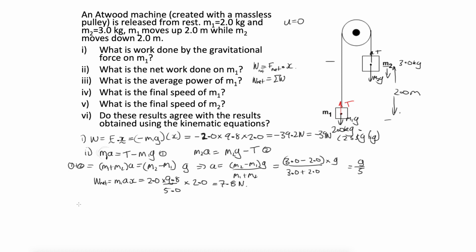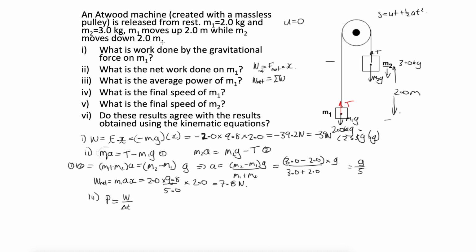Now part 3 says, what is the average power of M1? So the power is equal to the work done over the total time interval. So what we need to know is, well, how long does it spend traveling up? So we know how high it goes, and we know its acceleration, and we want to know the time. So what we can use is our kinematic equation. We can use, let's write it over here, s is equal to ut plus a half at squared.